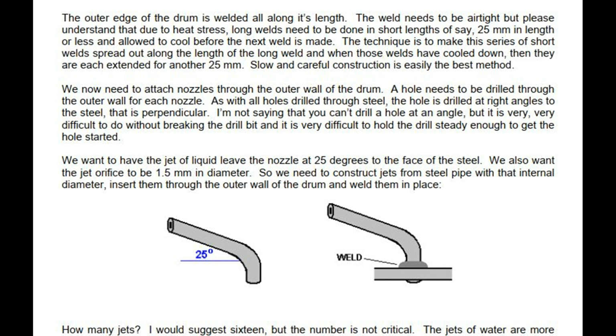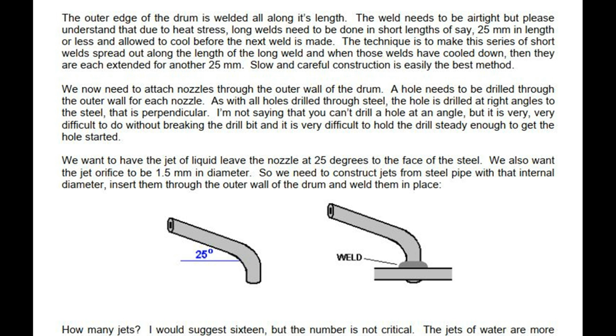We want to have the jet of liquid leave the nozzle at 25 degrees to the face of the steel. We also want the jet orifice to be 1.5 mm in diameter. So we need to construct jets from steel pipe with that internal diameter, insert them through the outer wall of the drum and weld them in place. How many jets? I would suggest 16, but the number is not critical.